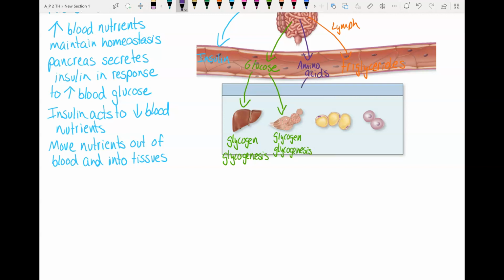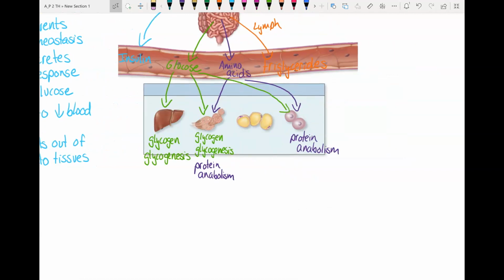The amino acids will go into your muscles where you will do protein anabolism. So you will build the amino acids into protein, and you will also do that in your cells. So this last picture here just represents cells in general in the body. The cells in general will also take glucose in response to insulin, and they are going to use the glucose to make ATP.